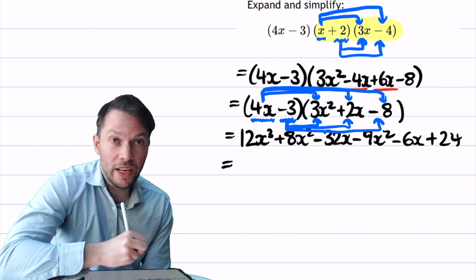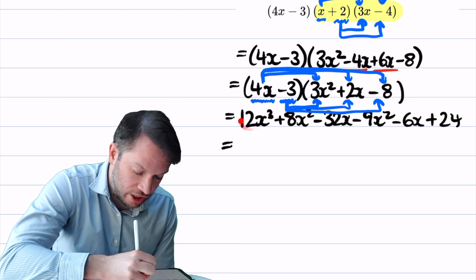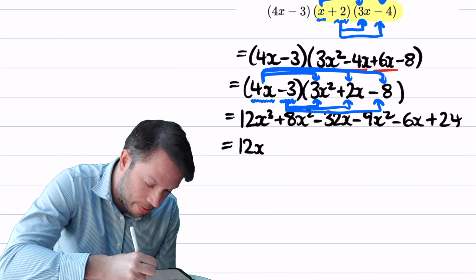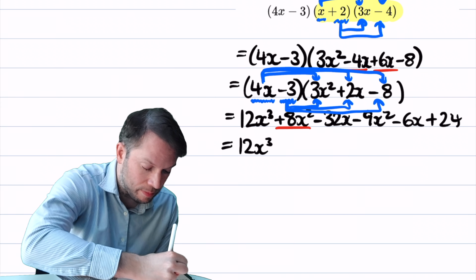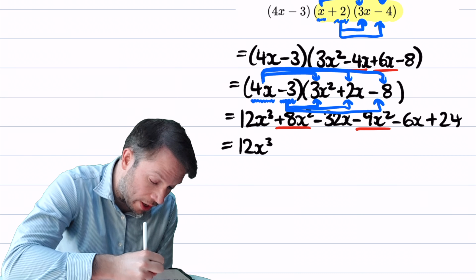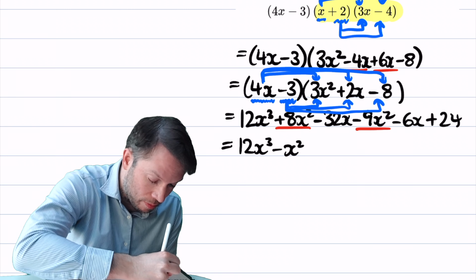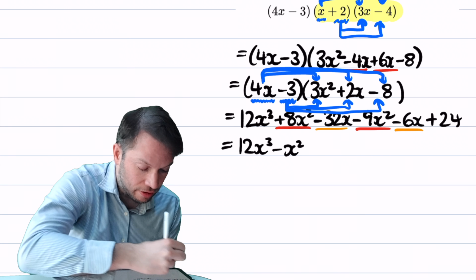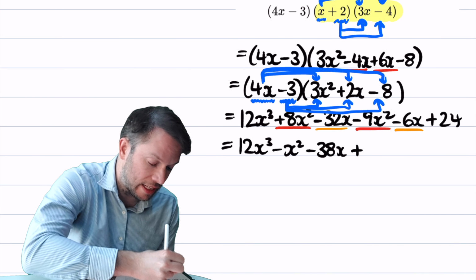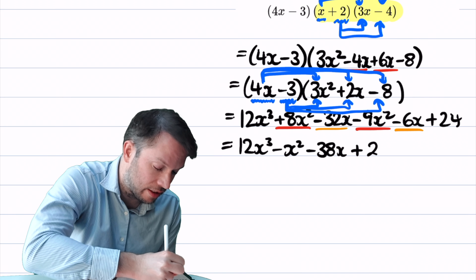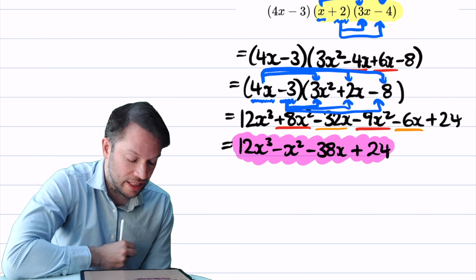And again, let's just tidy up by collecting like terms. What x cubed terms do we have? Now, this is the only x cubed term, so I'm going to write 12x cubed there. And then let's collect the x squared terms together. I've got 8 lots of x squared minus 9 lots of x squared, which is minus 1 lot of x squared, which I can just write as minus x squared. We've also got x terms. I've got minus 32 lots of x, minus 6 lots of x, which is minus 38 lots of x. And then finally, we've got that constant term at the end, the term without any variables, any letters in it, plus 24 like that. And that is the final answer, the fully expanded and simplified expression.